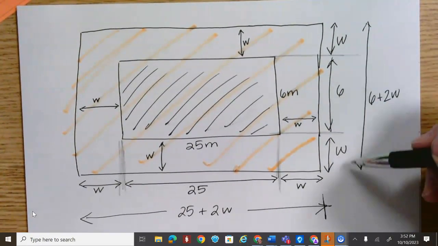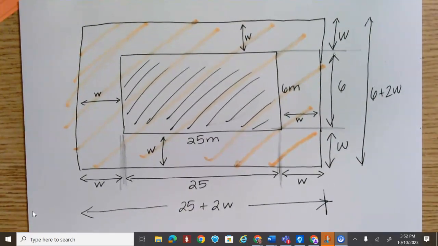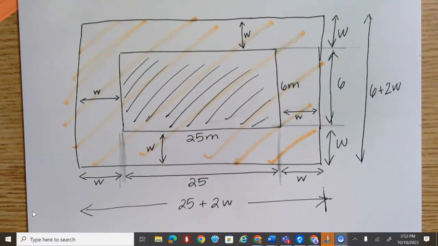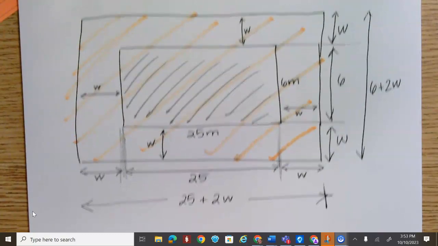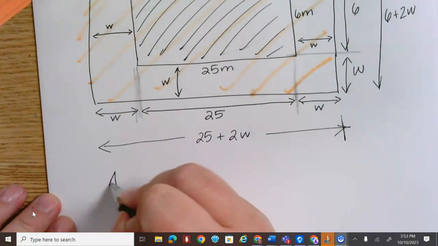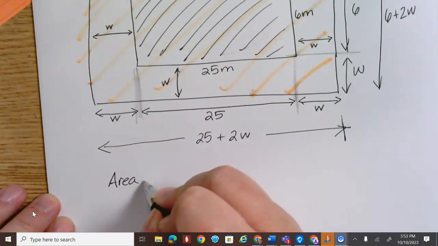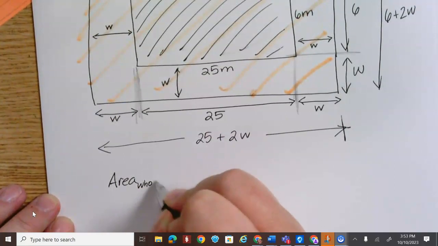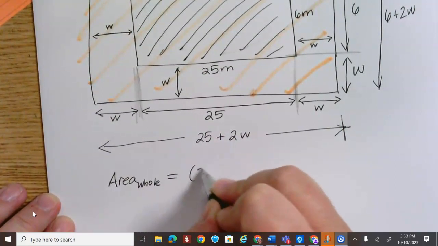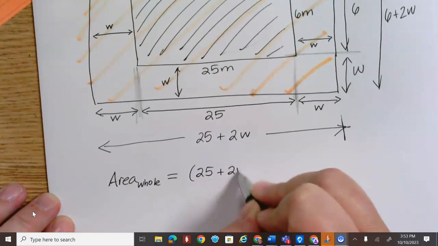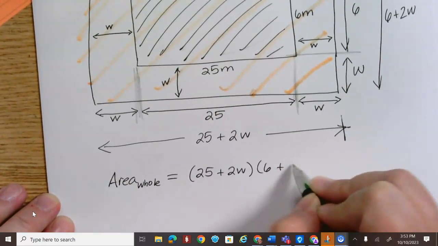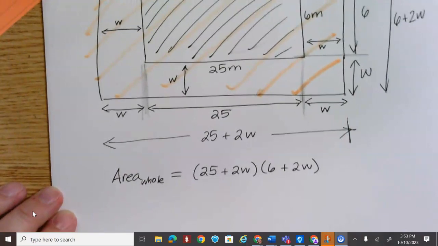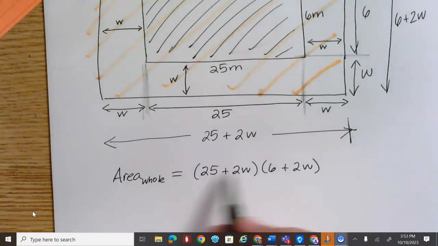6 plus W plus W. So that whole outer rectangle has dimensions 25 plus 2W and 6 plus 2W. So the area of the big rectangle, let's say the whole outer, is 25 plus 2W times 6 plus 2W. And I can use FOIL, multiply that out.